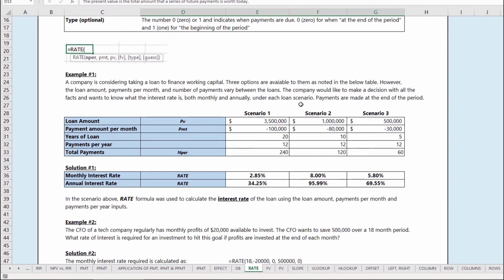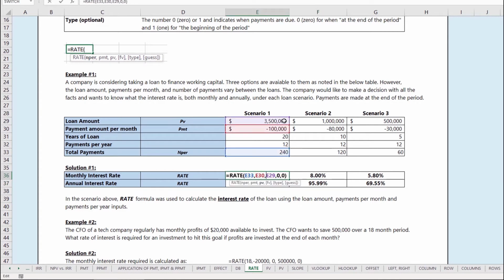If we take a look down below in cell E36, we can see that the monthly interest rate for scenario 1 is 2.85%. Scenario 2 has an interest rate of 8% on a monthly basis, and scenario 3 is 5.8% on a monthly basis. That translates into an annual interest rate of 34% roughly on scenario 1, 95.99 on scenario 2, and 69.55 on scenario 3. So each of these scenarios, we're using the rate formula to be able to determine what the interest rate is. Let's dive into cell E36 to see how the formula is set up.